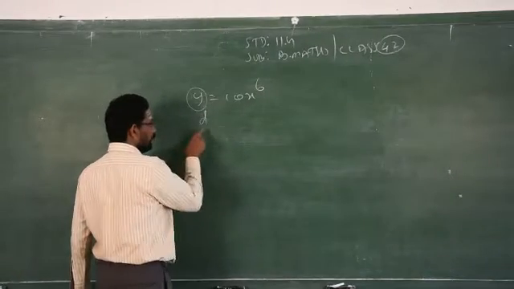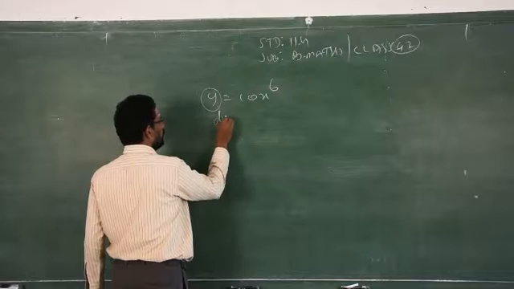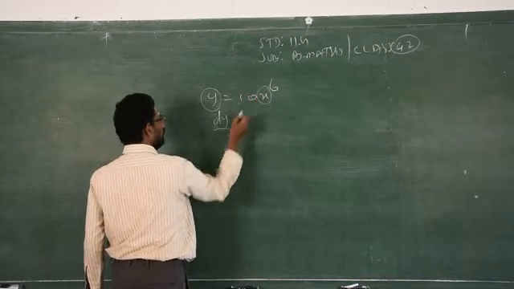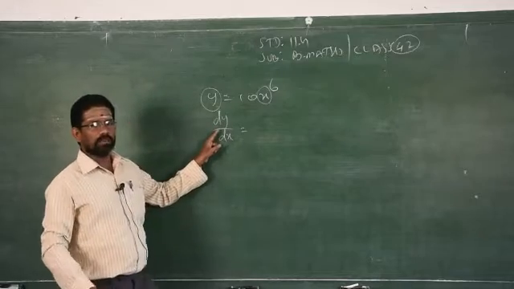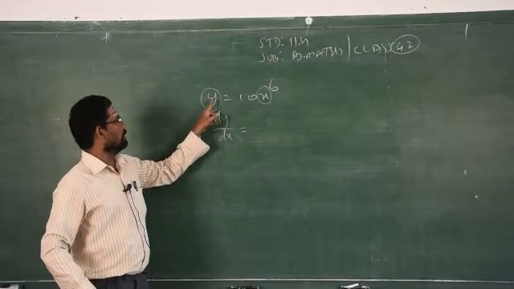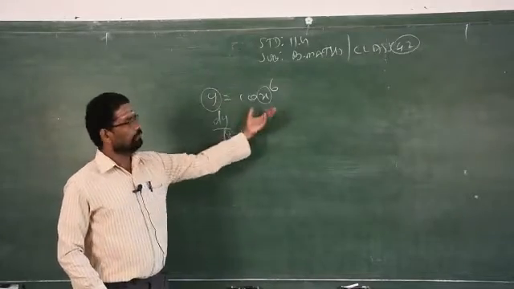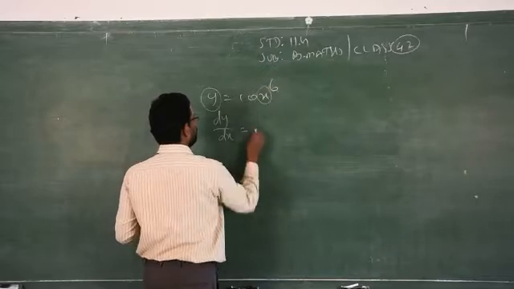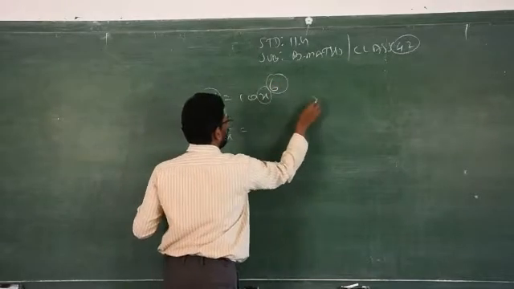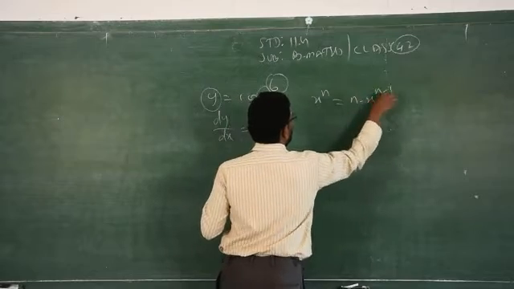So differentiate, D stands for differentiate. Differentiate the function y with respect to which variable? The x variable. Y is a function of x, therefore you are differentiating with respect to x. So what is the formula for differentiation of x power n? N into x power n minus 1.